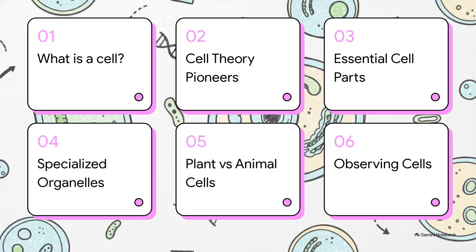Here's our roadmap for today. We're going to cover what is a cell, the pioneers behind the cell theory, the essential cell parts, those specialized organelles, plant versus animal cells, and finally, observing cells in action.